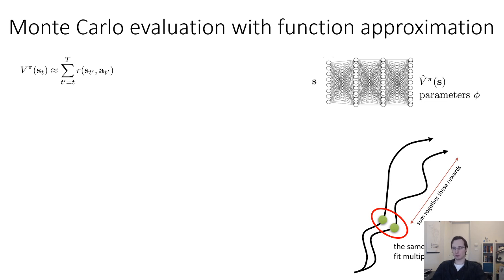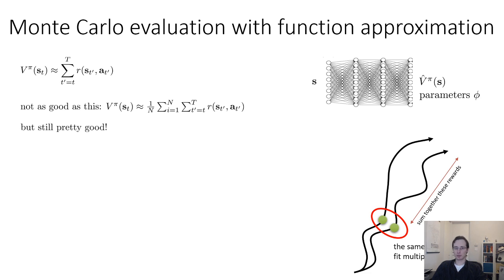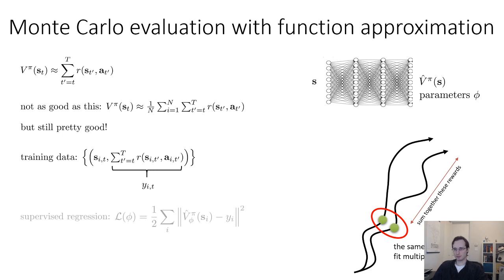And that's just the effect of having function approximations, because neural nets will try to represent functions that are somewhat continuous. So it's not as good as having multiple samples from every state, but it's still pretty good. So formally, the way this method works is you generate your sample trajectories, and then for every state you've seen, you label that state with the total reward from that time step until the end. And we'll call those target values y_i,t.